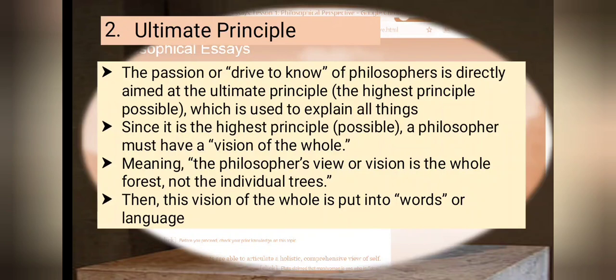Secondly, you have the ultimate principle. When I say ultimate, meaning the highest principle that we can think of. The passion or drive to know of philosophers is directly aimed at the ultimate principle, the highest principle possible, which is used to explain all things possible. Since it's the highest principle possible, a philosopher must have a vision of the whole, meaning the philosopher's view or vision is the whole forest, not the individual trees. Philosophers are not fond of knowing individual trees, but they are fond of having the vision of the whole of the forest. Then this vision of the whole is put into words or language.